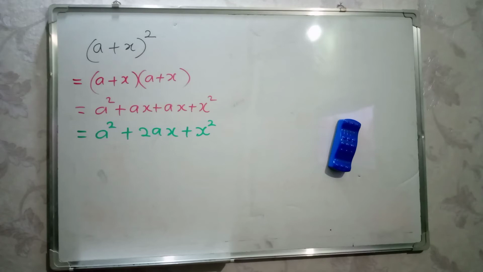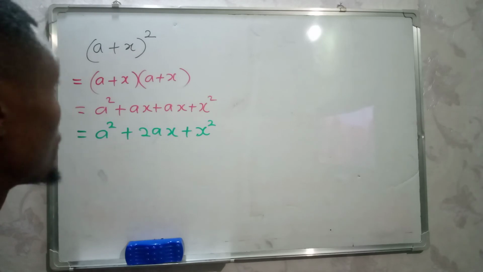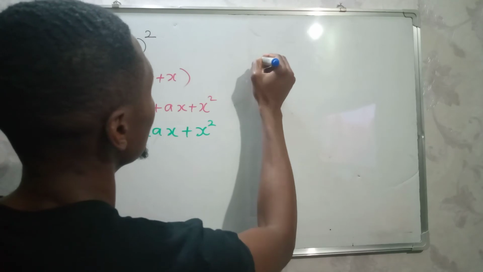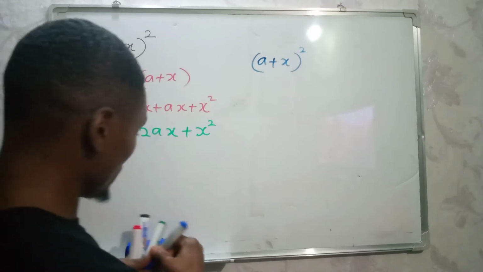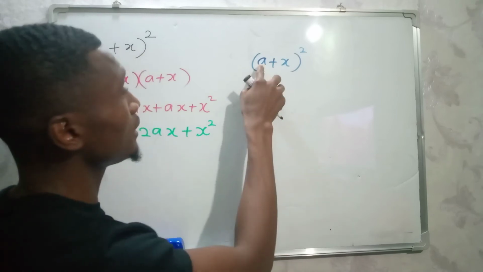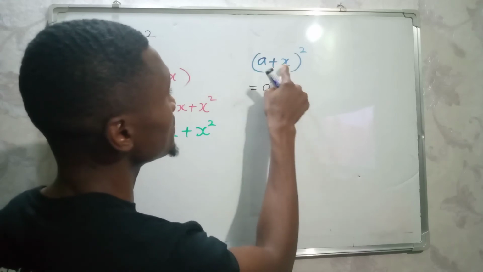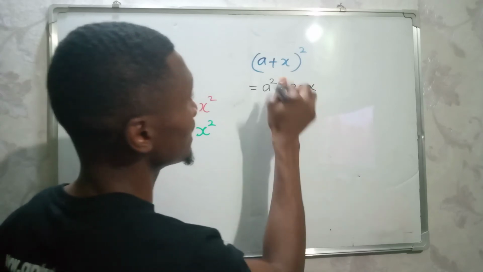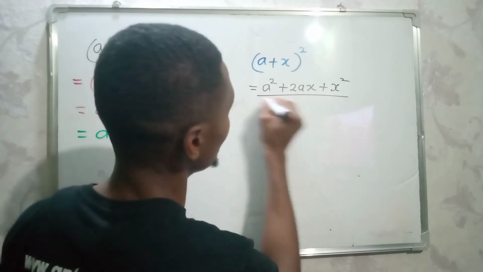But I discovered another way we can do it that will be much easier, and it will save time for us and go straight to the point. And that way is this. If we have a plus x all squared, this will be equal to, I'm doing a times a will give me a squared. A times x times 2 will give me plus 2ax. And then x times x will end up giving me plus x squared. And that becomes the solution.